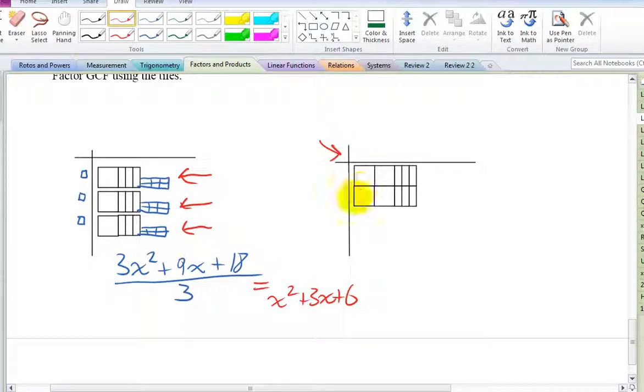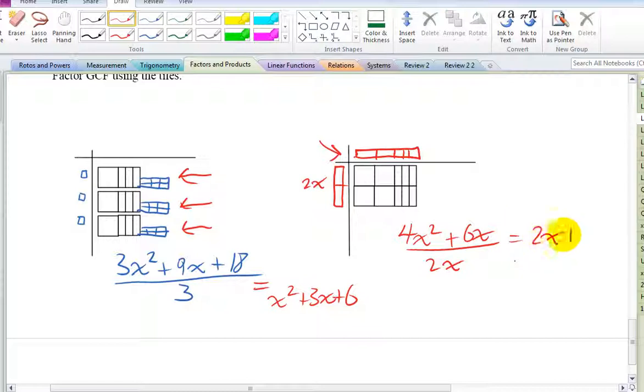Okay, so what should we put in here? See how it's grouped like where it makes that nice rectangular shape? So this would be 2x, and what goes up top? Yep, 2x plus 3. So writing out the long way, we say 4x squared plus 6x divided by 2x equals 2x plus 3. There you go.